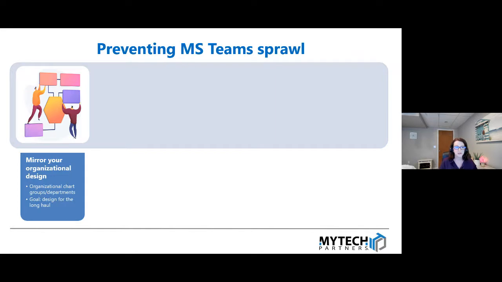So unless there's a really good use case for having a separate channel, one example I can think of is an HR team that maybe has a separate channel for recruitment, and there's a whole lot of documentation around that you want to separate out, then generally try to avoid having too many channels. So really the goal with your structure is that you're designing for the long haul. You don't want to create teams and channels that are going to be here today and gone next month again.